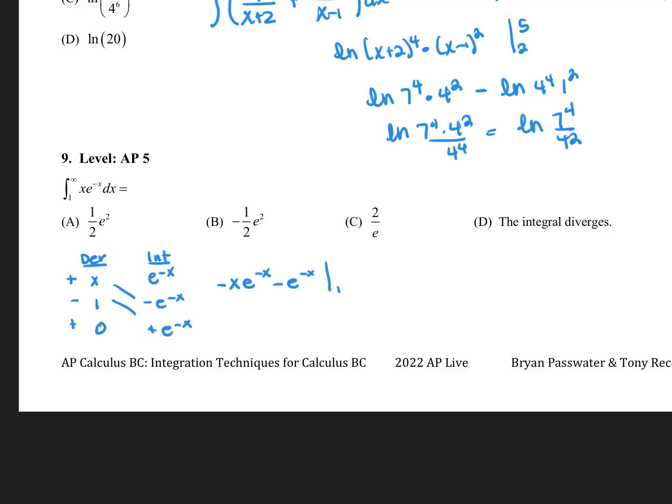Then we're going to evaluate this from 1 to infinity. So this is going to be negative infinity over e to the infinity minus 1 over e to the infinity. And then minus -1 e to the -1 minus 1 e to the -1. So let's see, both of those are going to go to 0. And this is going to leave us with 2 e to the -1, which would be 2 over e, or c.